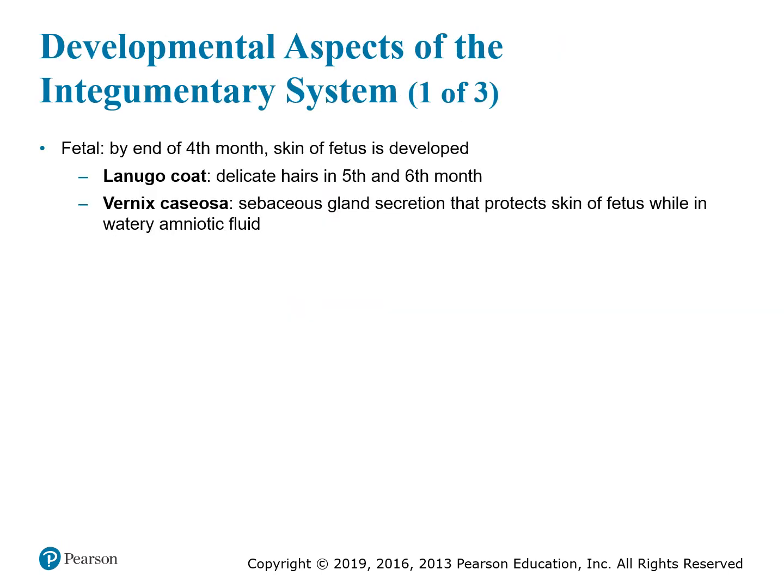Okay, let's talk about some embryological aspects of the integumentary system. So by the end of the 4th month, a fetus will actually have skin. And so it has a lanugo coat. These are essentially a series of fine hairs that cover it. And the vernix caseosa is the sebaceous gland activity, basically secreting this stuff that's going to protect a fetus while it's in this watery amniotic fluid.